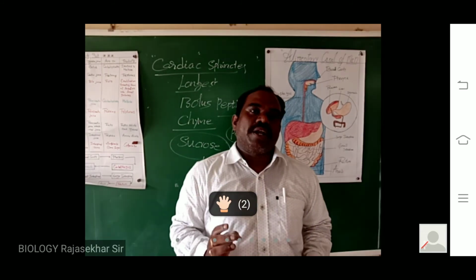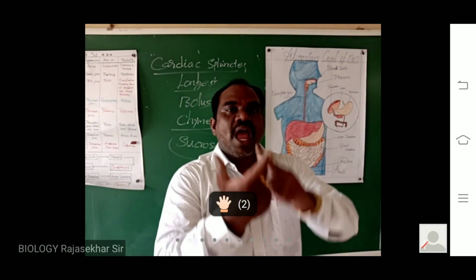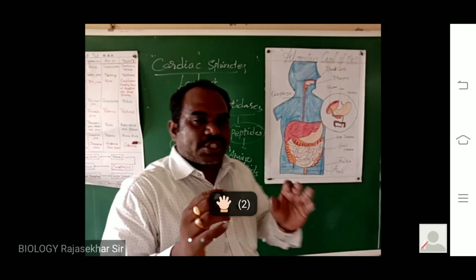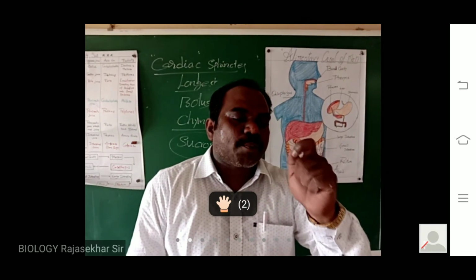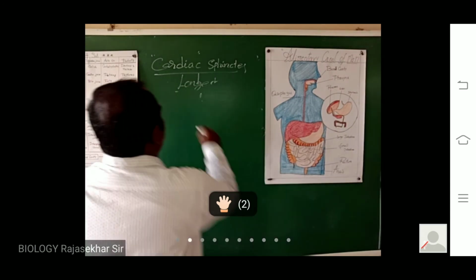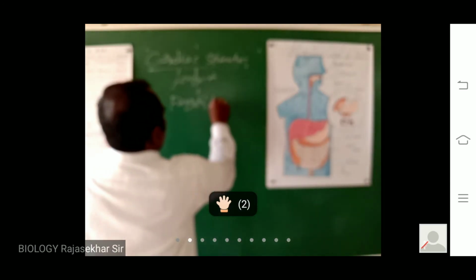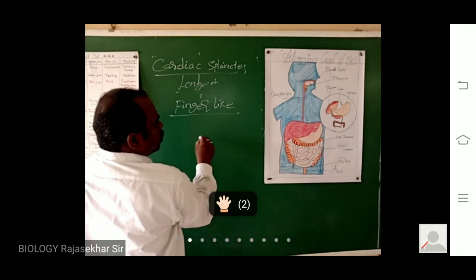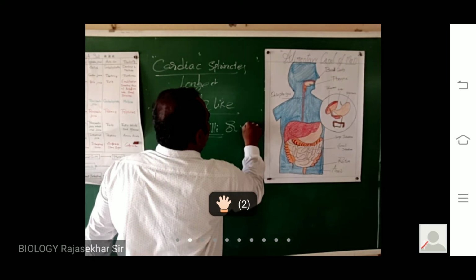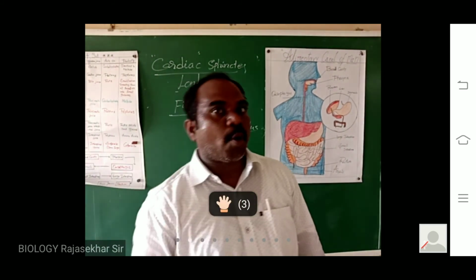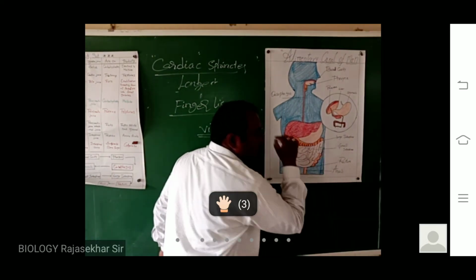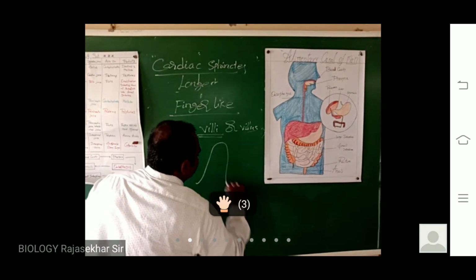Three parts of the small intestine: duodenum, jejunum, and ileum. Next, another part: finger-like projections. In our small intestine, finger-like projections are present. Very important. These finger-like projections present in our small intestine are called villi or villus.